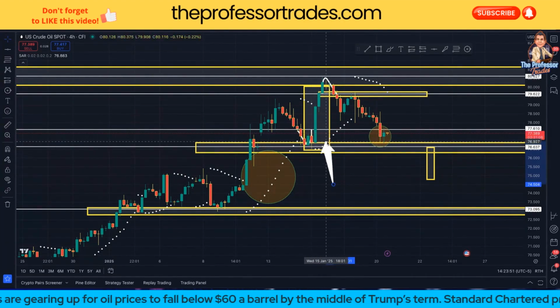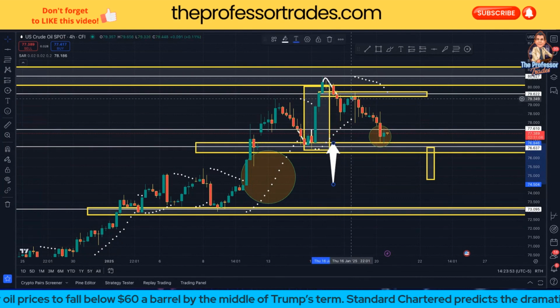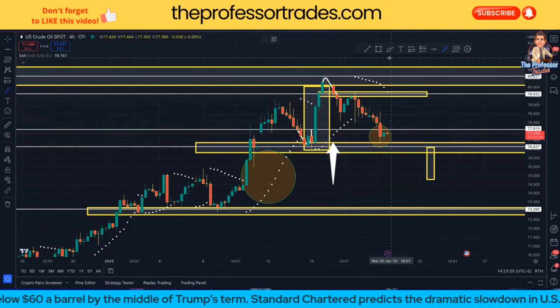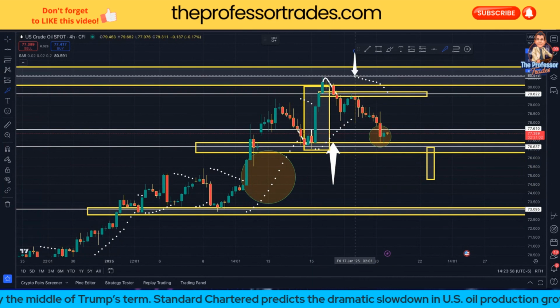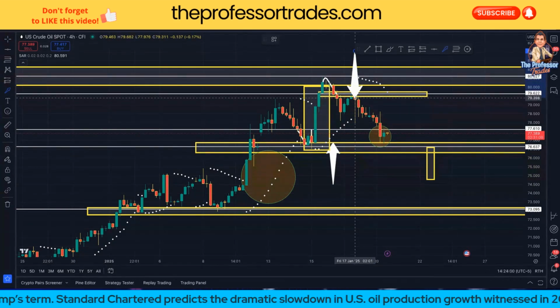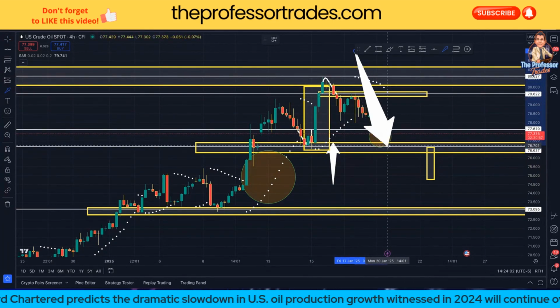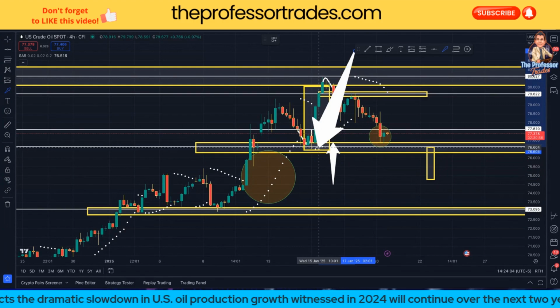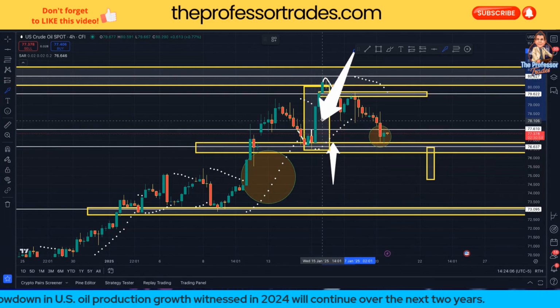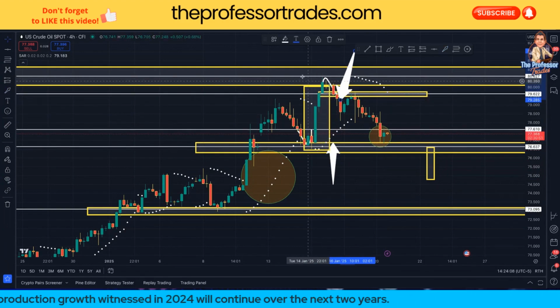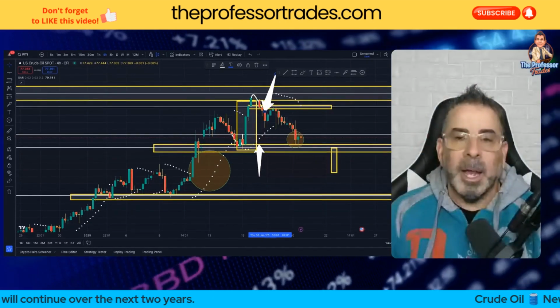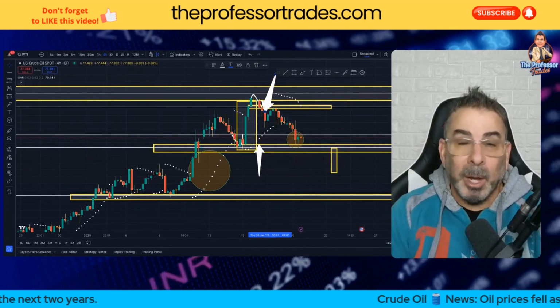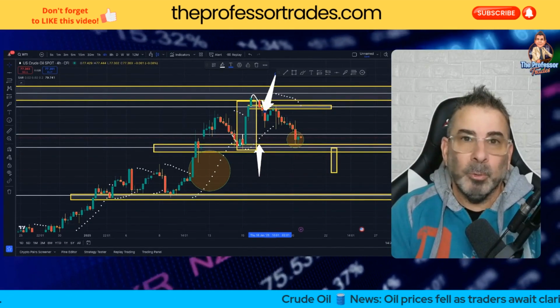So what parabolic SARs do when you use them right is they give you a heads up on the break of structure. You can see right here, this parabolic SAR was that candle which broke structure and then price went down. Here, this parabolic SAR broke structure, this candle, and price went up. So we use no indicators, but I will add a parabolic SAR to help folks when they first get started.